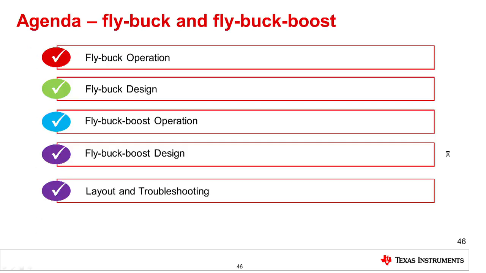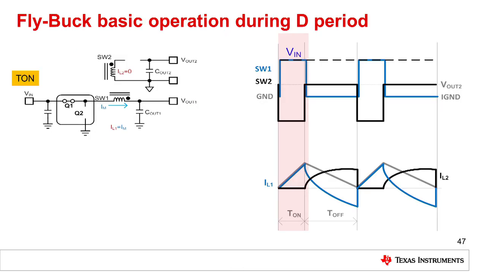All right, for the second half of the presentation, we'll take a look at generating a bipolar voltage rail using a Flybuck or a Flybuck boost converter. First, we'll take a look at the Flybuck operation and design. Secondly, we'll take a look at the Flybuck boost operation and design. And finally, we'll take a look at some layout and troubleshooting hints.